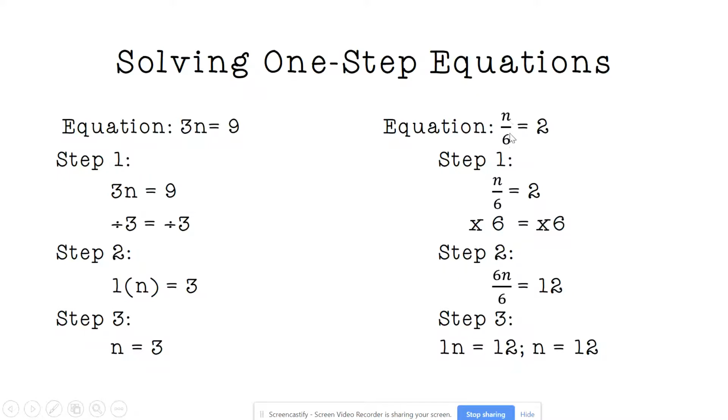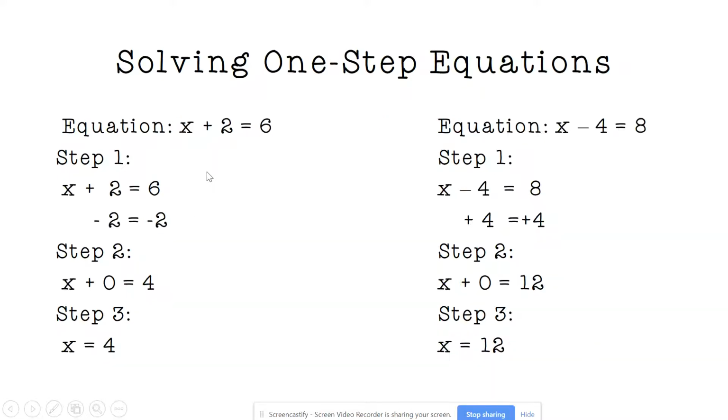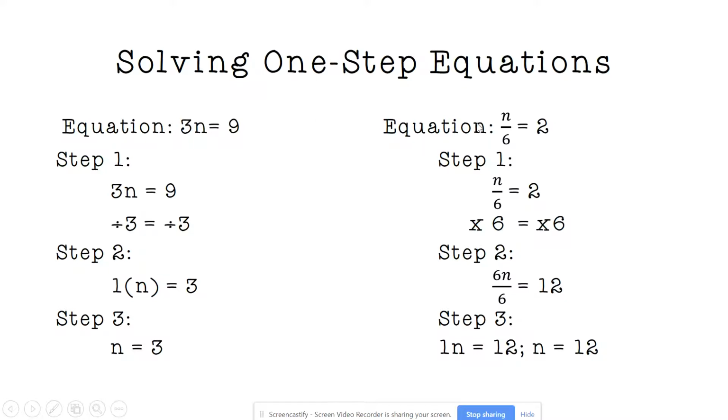In here we have division. n divided by 6 equals 2. So we do our opposite operation, and the opposite operation of division is going to be multiplication. So we multiply by 6 on both sides. If we multiply by 6, it's going to be 6n divided by 6 equals 2 times 6 equals 12. So when we divide 6 by 6, you get 1n equals 12, and then you rewrite it as n equals 12. It is very important that you see that when we're adding or subtracting, we want our number to become 0. But when we're multiplying or dividing in our equations, we want our number to become 1.